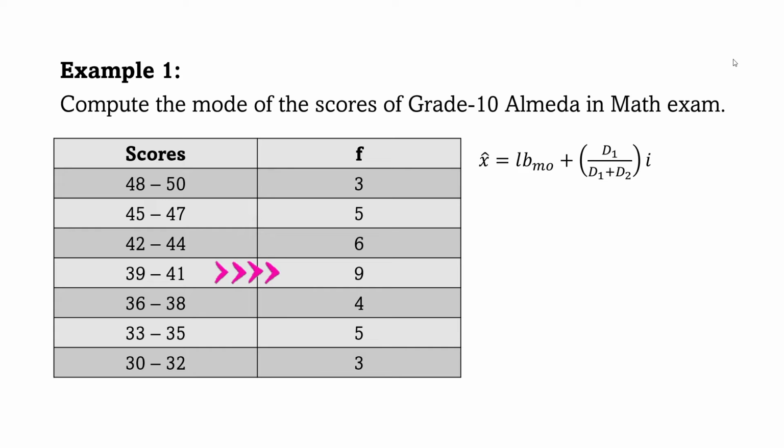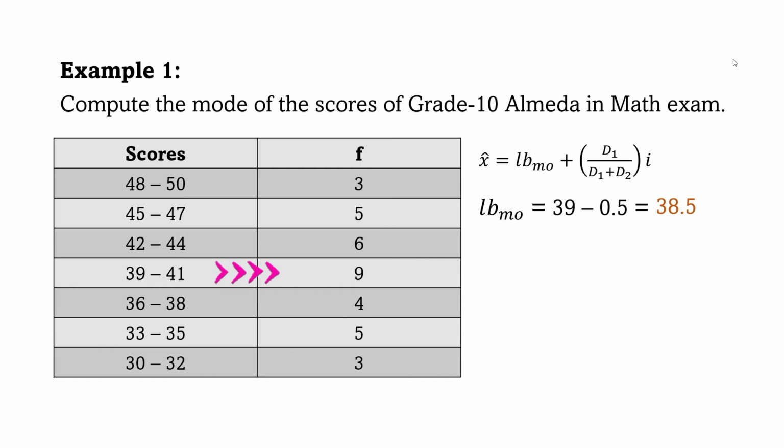So the next step is to identify the value of the given. Para makuha yung lower boundary ng modal class, kukuhanin lang natin yung lower limit ng class interval ng ating modal class, which is 39, and isusubtract natin ito sa 0.5. So 39 minus 0.5 is equal to 38.5. So our lower boundary is 38.5.